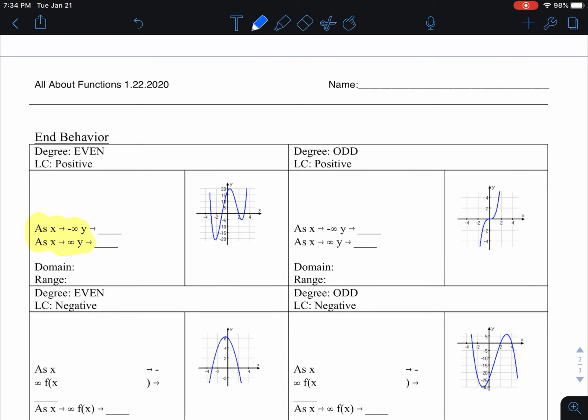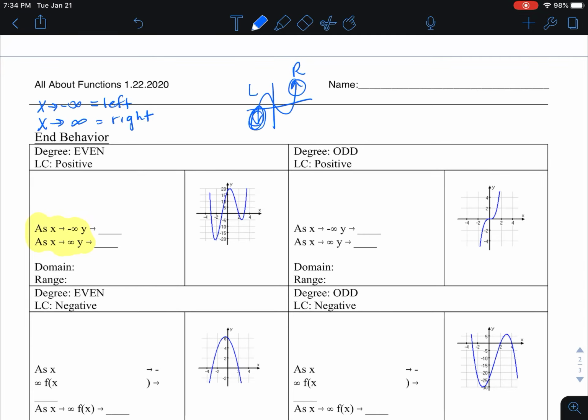When we are talking about x going to negative infinity, all we mean is that that is the left-hand side of your graph. If we have a graph, we agree that we have two ends: an end on the left and an end on the right. So instead of saying the left-hand side is doing this and the right-hand side is doing that, we do it this way. As x goes to negative infinity, that means the left-hand side. And when we say as x goes to positive infinity, we mean the right-hand side. That's all that means. That's going to be standard on all of your end behavior questions.